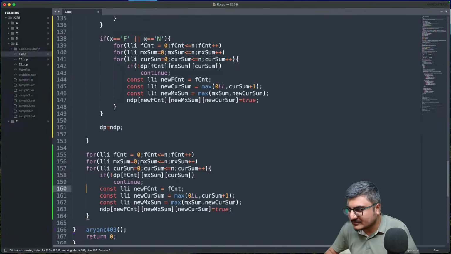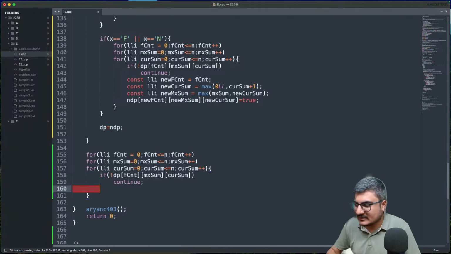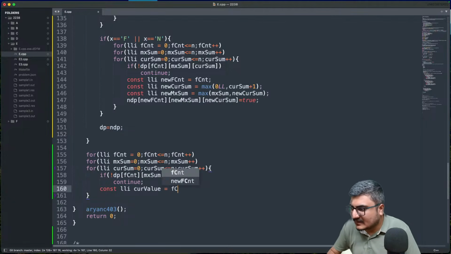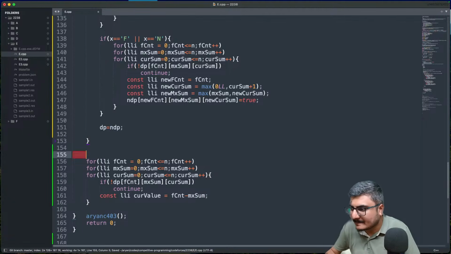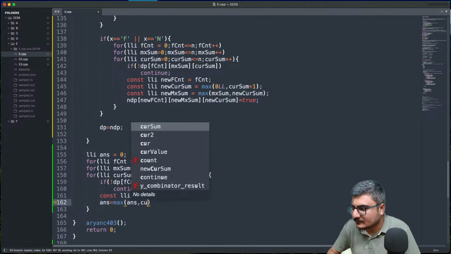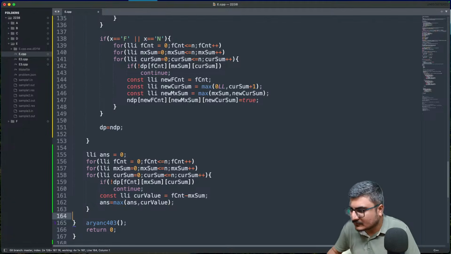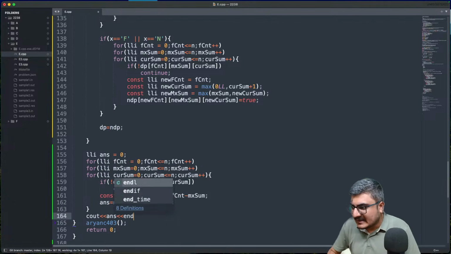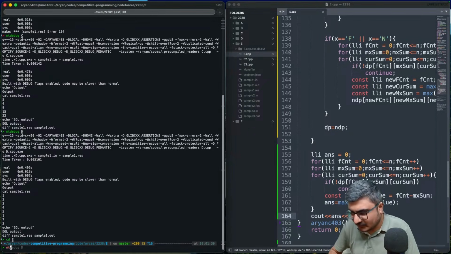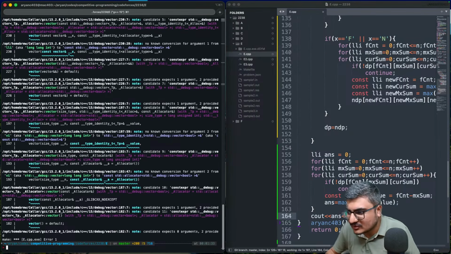If this state was possible, then the value in that case is f count minus maximum, whatever we have found. And we take answer over all the possible states. Any questions, anyone so far? This is n to the power 4 because we have n cube states.